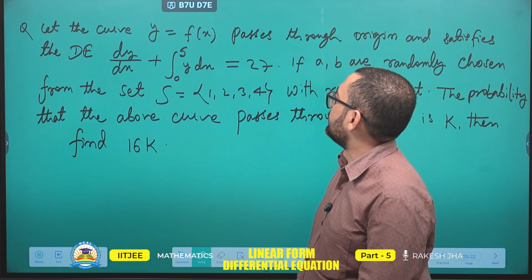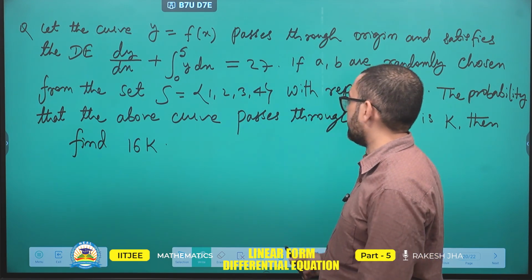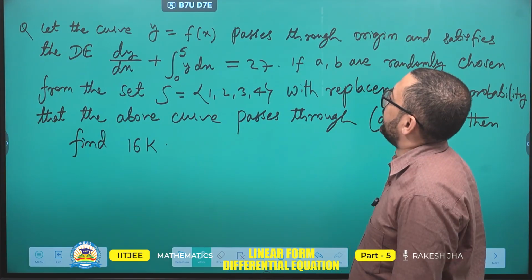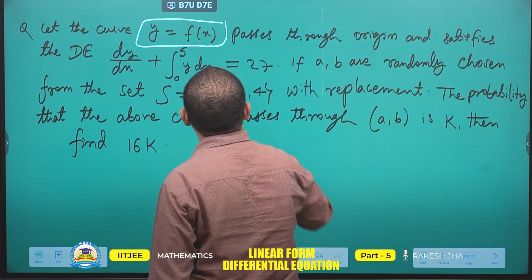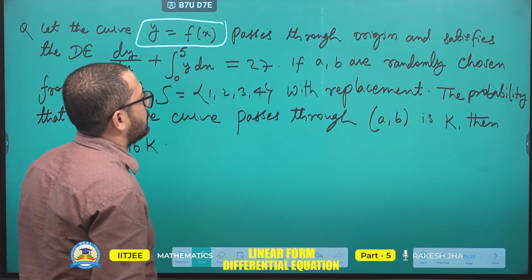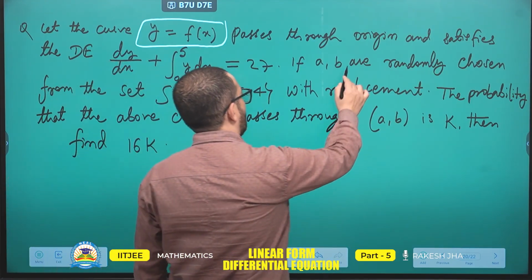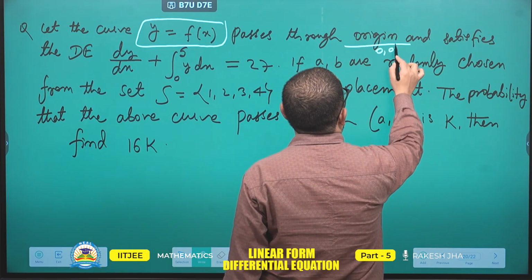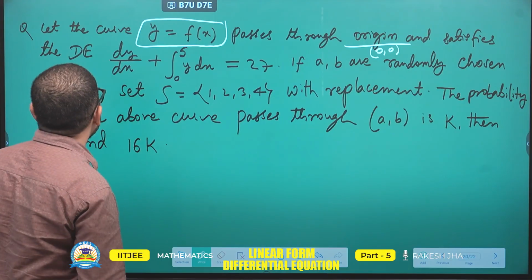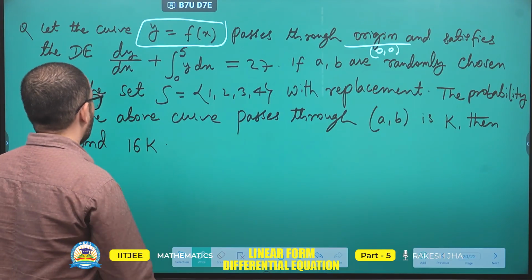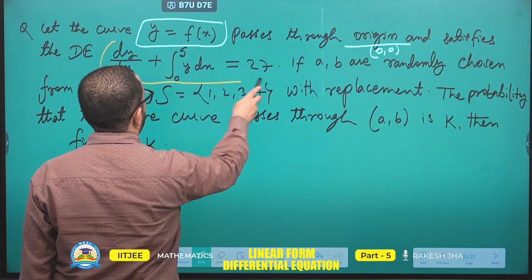So let's talk about this question of IIT Advanced. Let the curve y is equal to f of x pass through the origin. Origin means 0 comma 0. Here they are asking for the particular solution, and it satisfies the differential equation. We are given this differential equation.